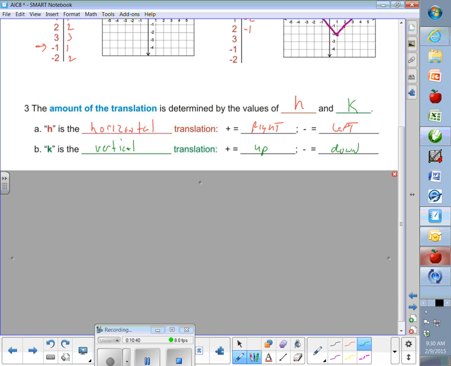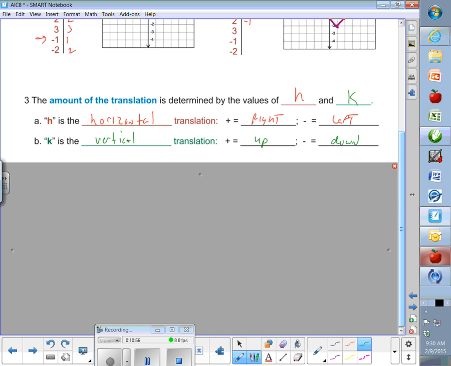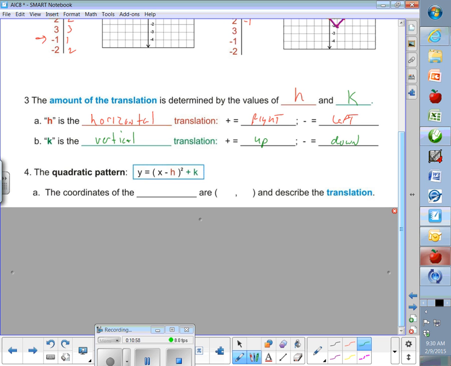Okay, that goes right along with our slopes. The only difference is, remember, our slopes was the vertical was the top, horizontal was the bottom. Here, the horizontal is the H, the first one you get to. The vertical is the K. All right, so let's deal with the quadratic pattern. So there's the quadratic pattern. Why is it quadratic? It's this squared right there that makes it what we call quadratic.